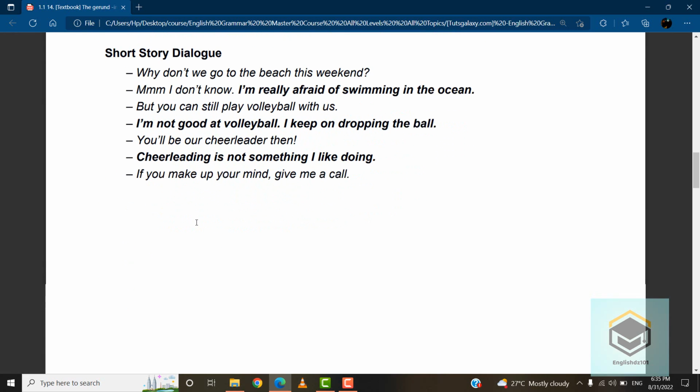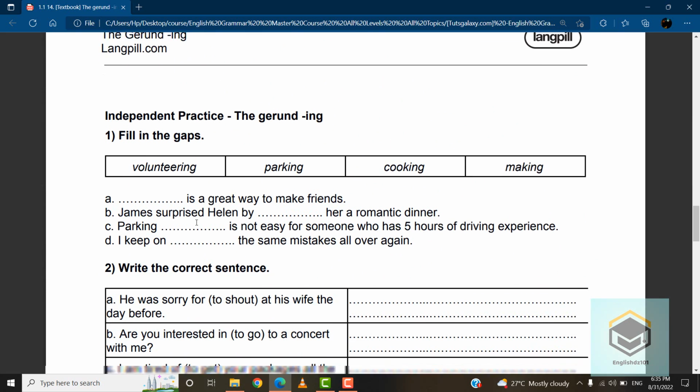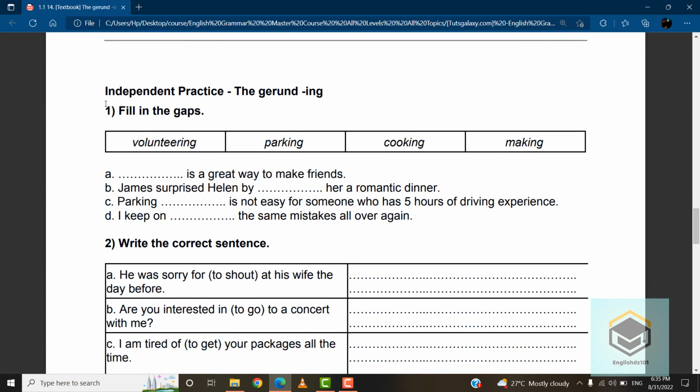Now I will share with you some exercises to practice. So look here. The first exercise is simply fill in the gaps. So try to find the definition of these words, تعريف تاع الكلمات, and then put them in their right places.